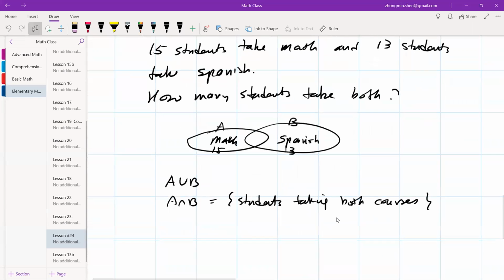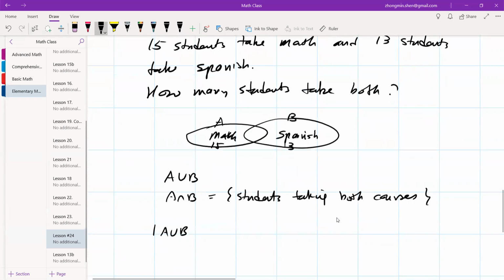Okay, the formula says there are a couple of ways to write it. The number of students in A plus the number of students in B will be more than the number of students in the union, the whole class, because the intersection part is double counted. So you have to subtract the intersection part. This is the notation.